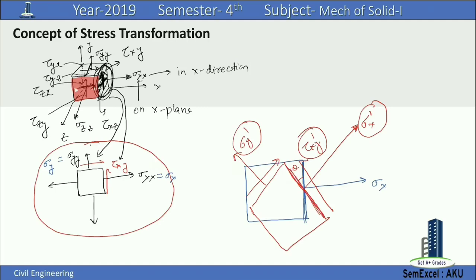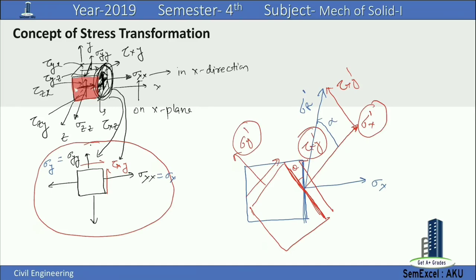What will be the resultant? We simply translate the vector tau xy dash here, and this is the resultant. We are denoting it as sigma r dash, and this angle alpha is the angle between the resultant stress and the normal stress on the plane which is at an angle theta.